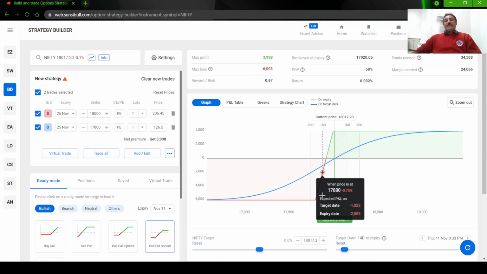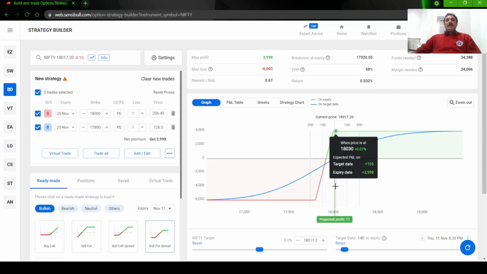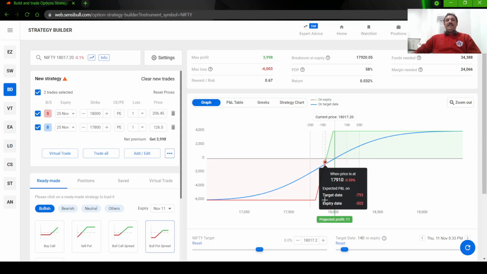So how to adjust this strategy? So one way of adjusting is converting the bull put spread into a bull put ladder. Bull put ladder, don't go by the name. Bull put ladder is for the bearish view. Okay. So now the market has already changed its trend.